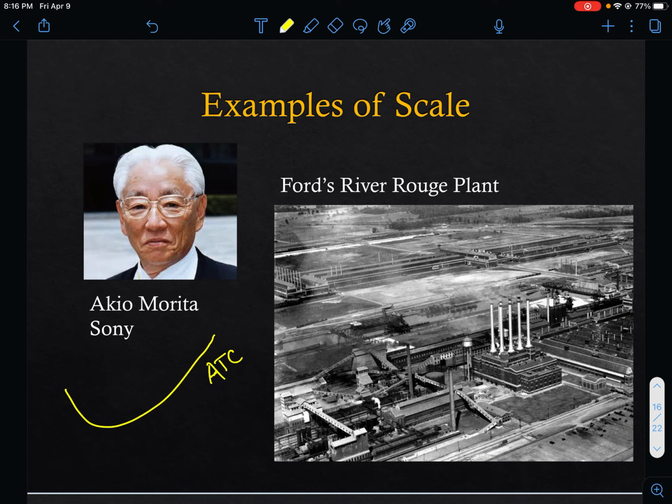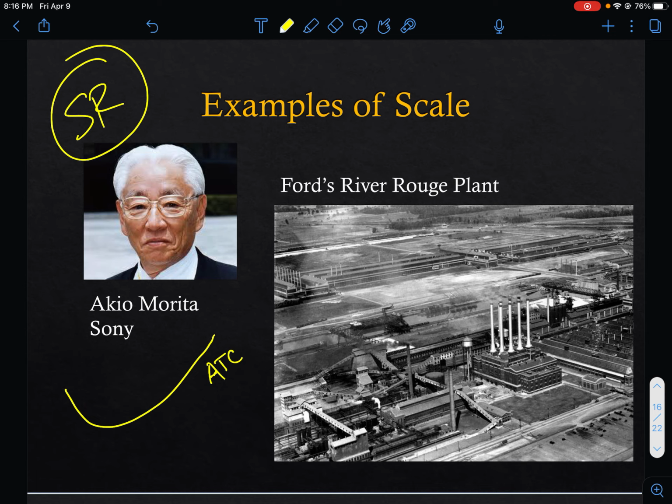I think what Morita is describing is prices that he thinks he can sell them for based on the cost of producing those different quantities. Now, that's the short run, right? That's a short run average total cost curve. So the Akio Morita story has to do with the short run. But what about the long run? What about when you can choose the whole size of your operation?